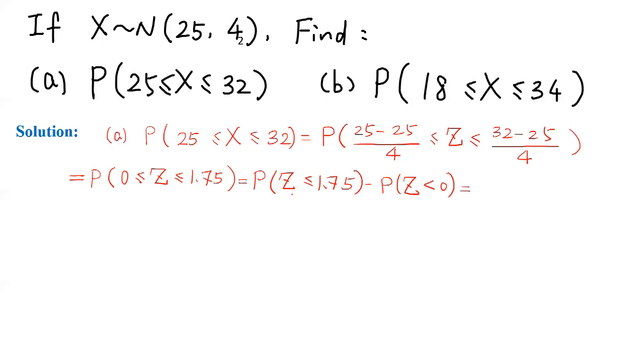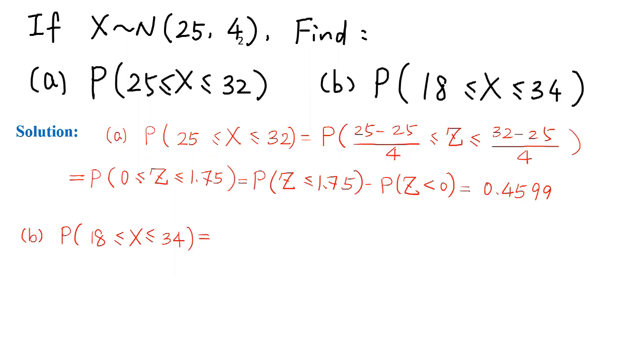Then we can find these two probabilities by looking up the SND table. Final result is 0.4599.